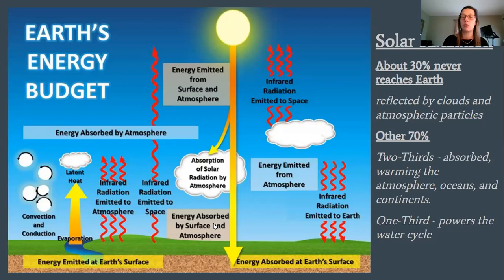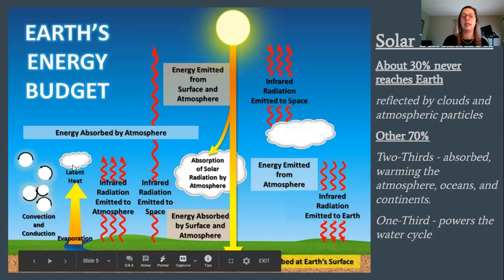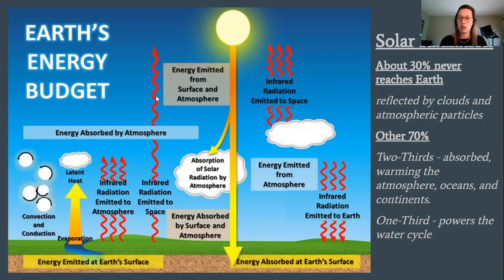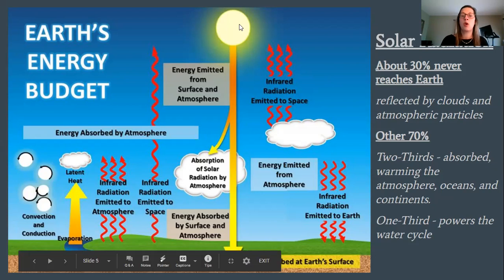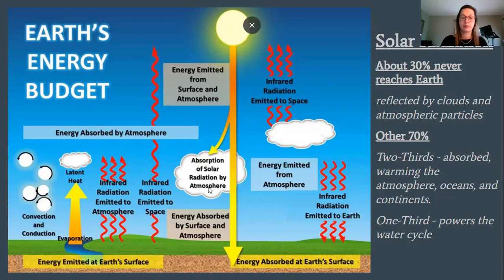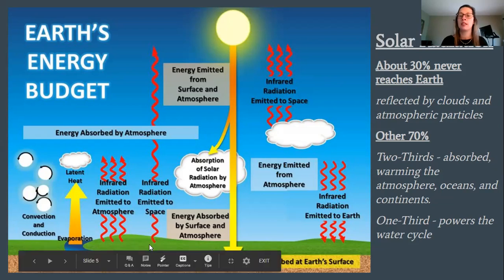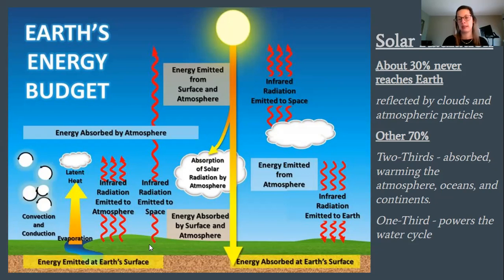And about 1/3 powers the water cycle. What that means is it heats up water and evaporates it, turns it into water vapor, which turns into clouds. When those clouds get heavy and reach cooler temperatures, the vapor condenses and falls back down as rain. So all of these different areas here are showing what's happening in that case. Overall, the solar radiation just comes right through here from the sun. And if you notice, some of the wavelengths are longer and some are shorter, and that's to demonstrate what kind of wave it is.